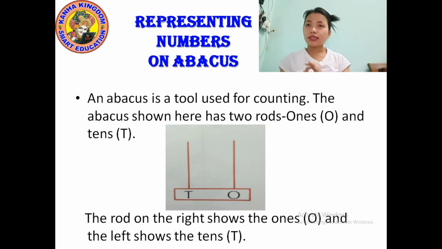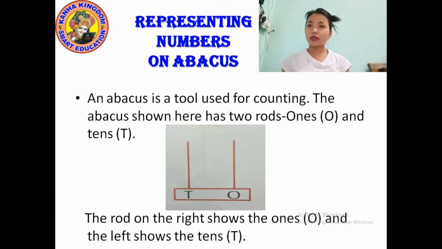See, representing numbers on an abacus. An abacus is a tool which is used for counting. Everyone knows what counting is? Counting means to count numbers. So we use the abacus as a tool for counting. Okay. Now the abacus shown on the screen has two rods.